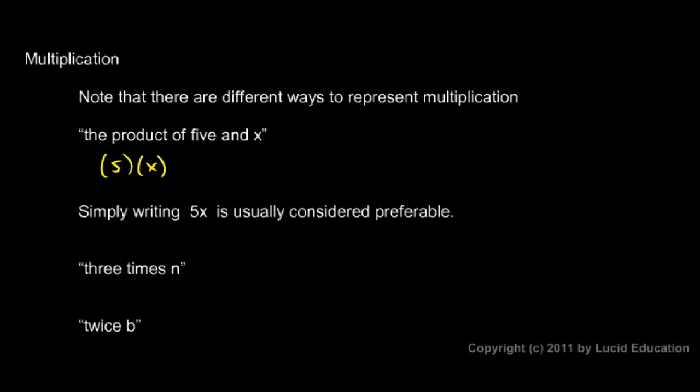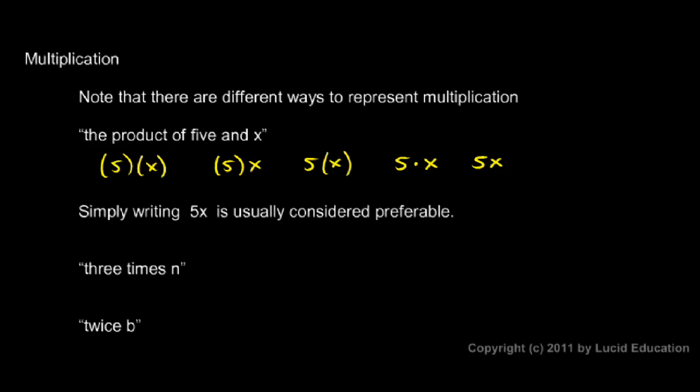Or I could just have one of them in parentheses. If I had this, 5(x), or this, (5)x, those would both mean the same thing. All three of these mean the same thing. They mean 5 multiplied by x. I can use a small dot like that. That means 5 times x. Or no operator at all. If I just have 5x, that means 5 times x.